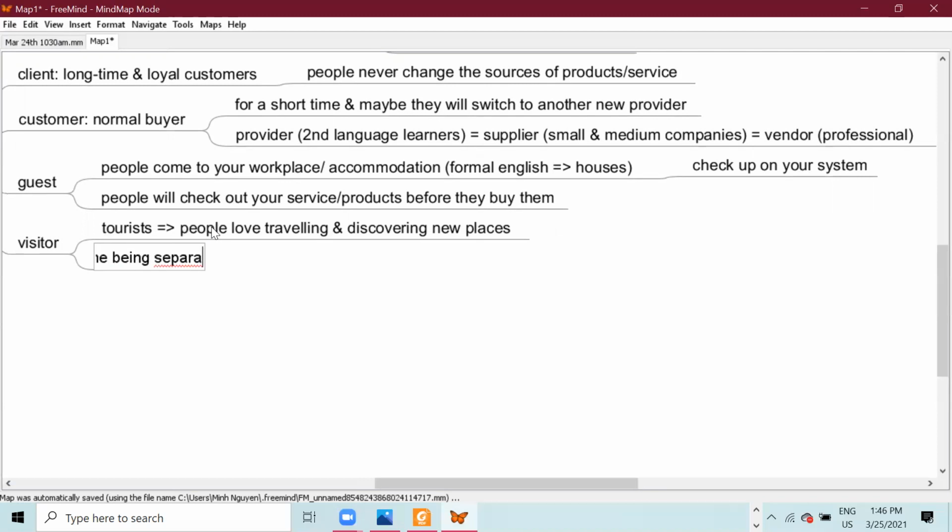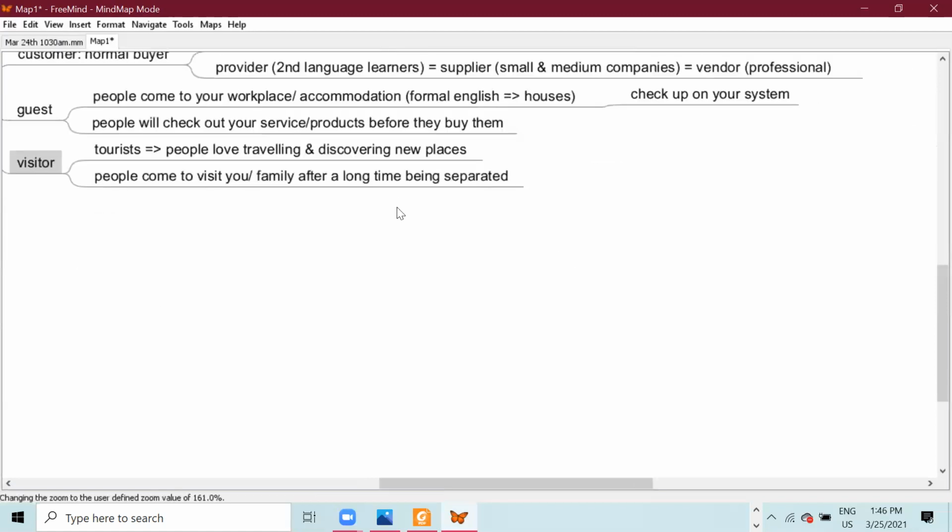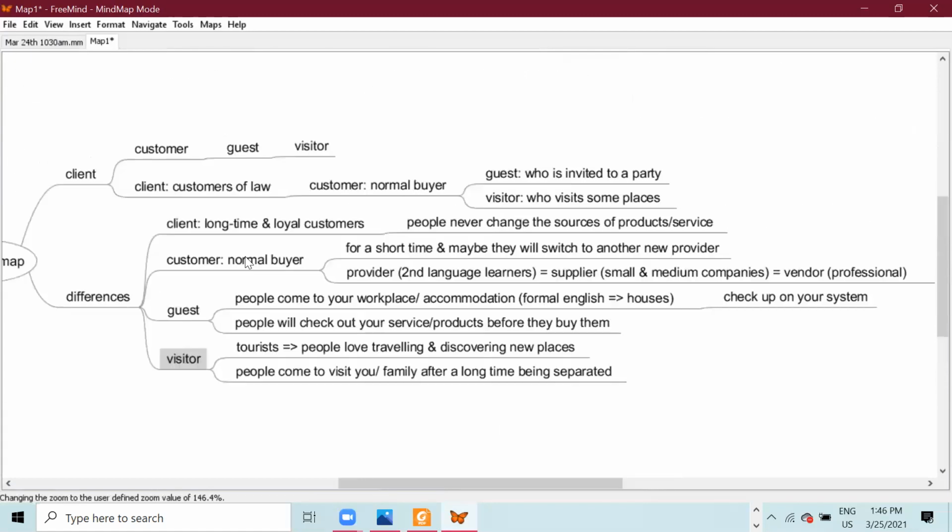Being separated, for example. Like I live very far from you, but sometimes I go to your place and ask for your help, for example. So those kinds of people are called visitor. So this is the knowledge for client, customer, guest, and visitor.